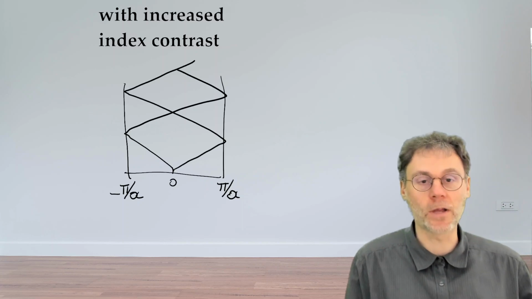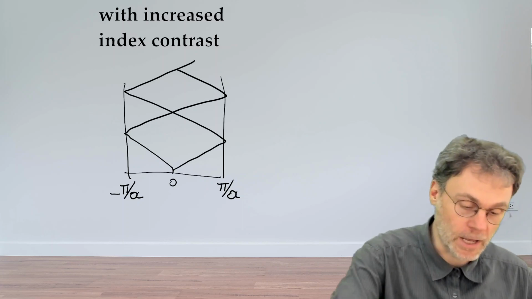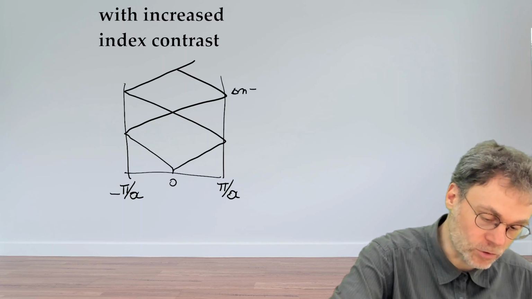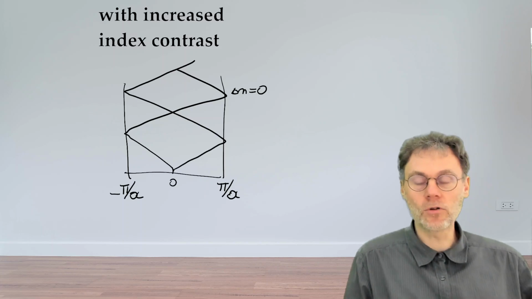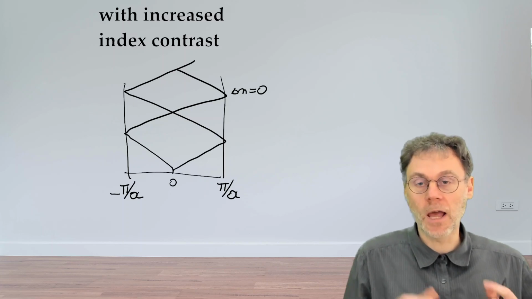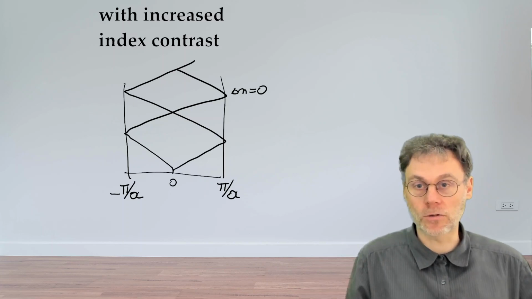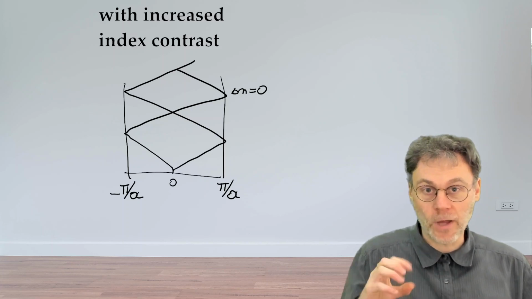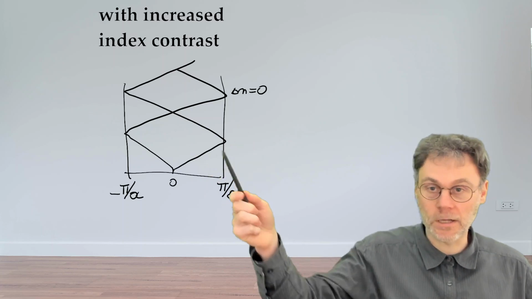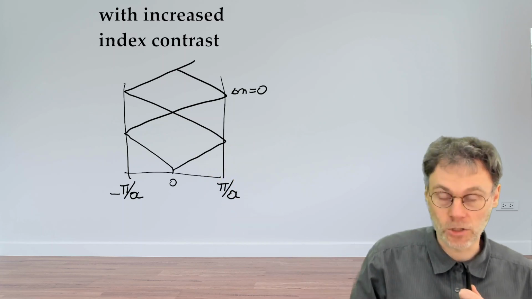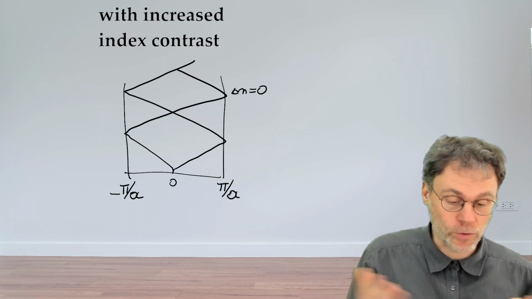Okay, so this is what we ended up with in the last video if we have the refractive index contrast equal to 0. So what we're now going to do is start from this situation and gradually increase the index contrast. So what we expect, if we have a tiny index contrast, is that we still have something that looks more or less like this, but some things will change. The question is, what will change?